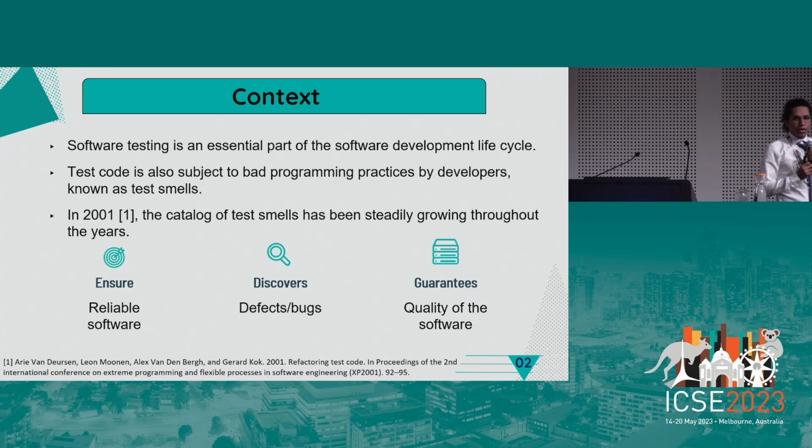Everyone knows that in software engineering, we have to test every piece of software in order to have reliable, bug-free software, but there are bad practices in software testing. They are called test smells, and some developers make these mistakes. In 2001, a catalog was proposed by Van Deursen, showing some types of test smells, and it has gradually improved through the years.